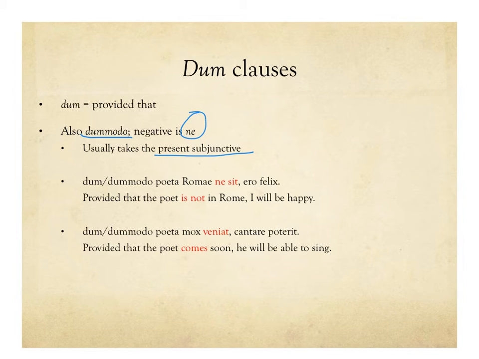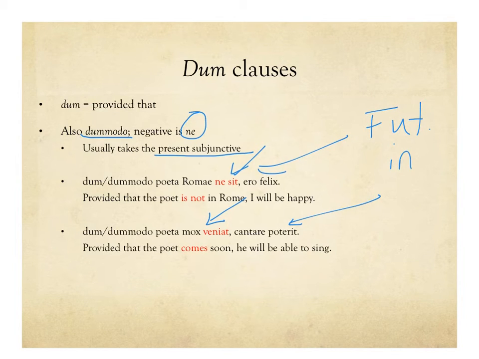So both of these you can see have a present subjunctive. Both of these you can see have a future indicative. Now this won't always be the case, but it is often the case because usually these provided that situations, you're talking about some kind of future thing. Provided that this happens, this other thing will happen, right? So it's really future looking.